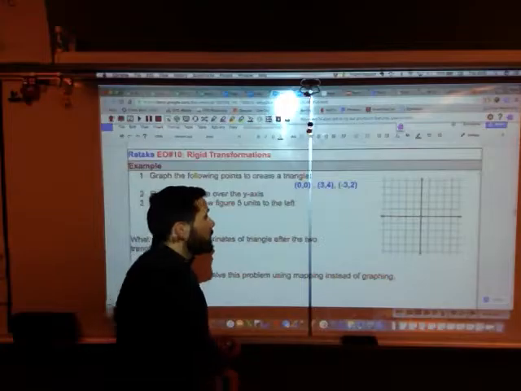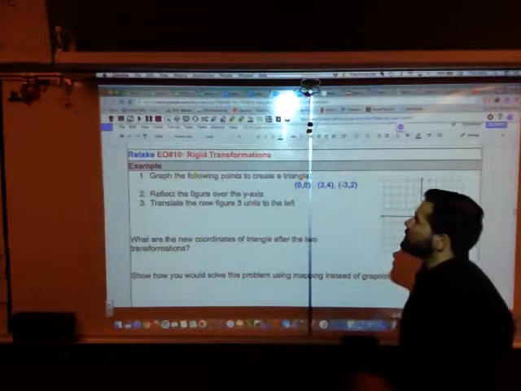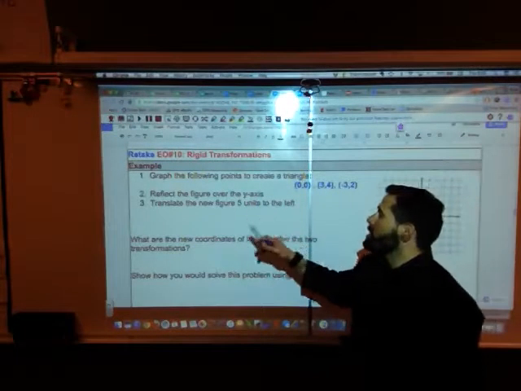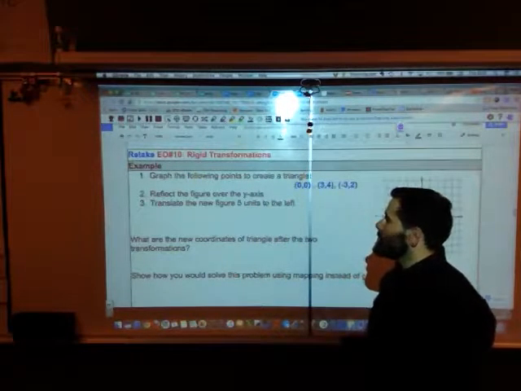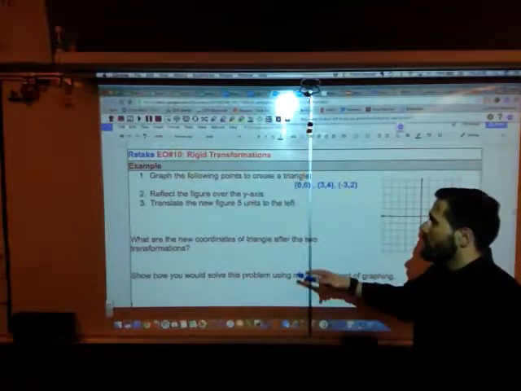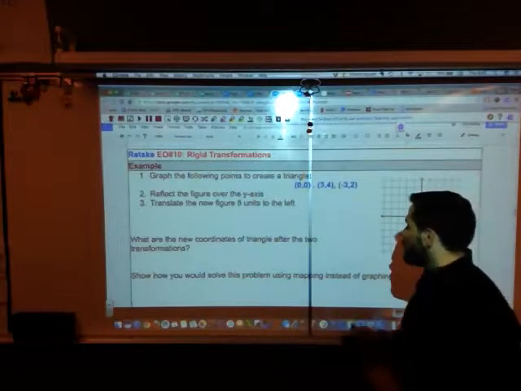So we have a couple things we have to do here. One, we have to graph the following points to create a triangle, those points right there. Reflect the figure over the y-axis. Translate the new figure 5 units to the left. So those are the things we have to do. What are the new coordinates of the triangle after the two transformations?